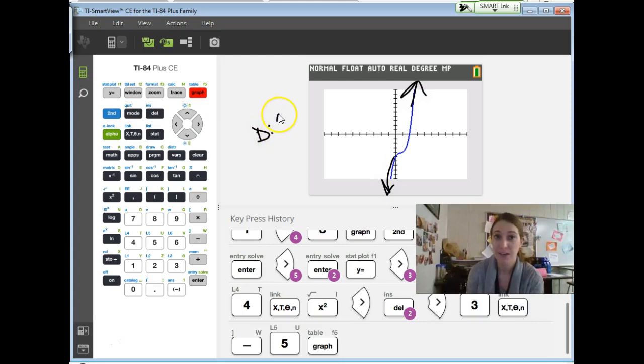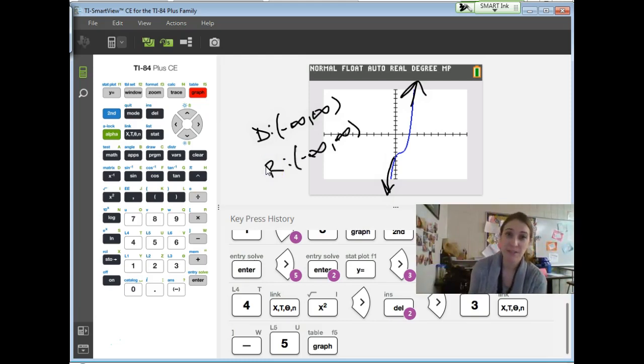So I would transfer this to my paper, and then I love the odd degree functions because when I'm asked for domain and range, they're just negative infinity to infinity. They go forever to the left and right, they go forever to the bottom and top. So domain and range are super easy for odd degree functions. The end behavior is not as exciting, or more exciting if you want to think of it that way.